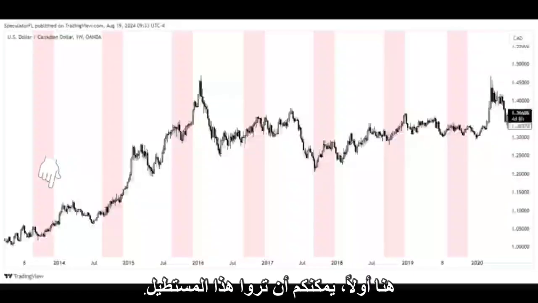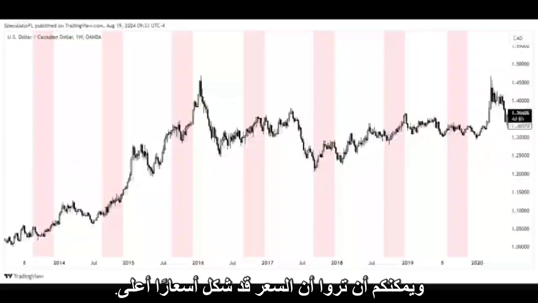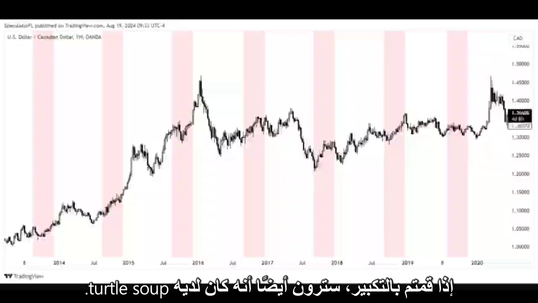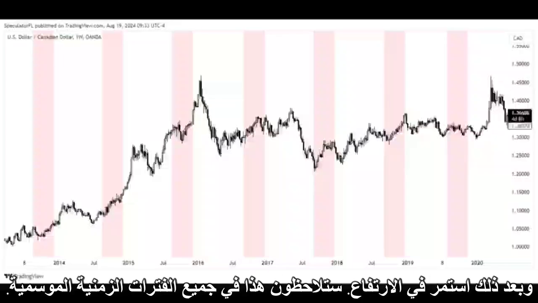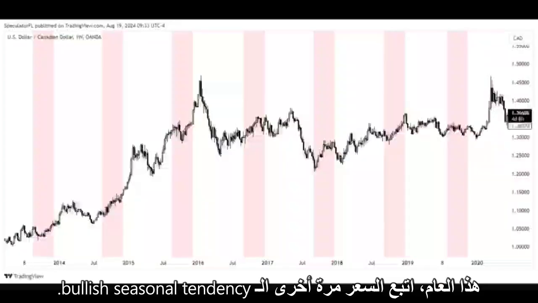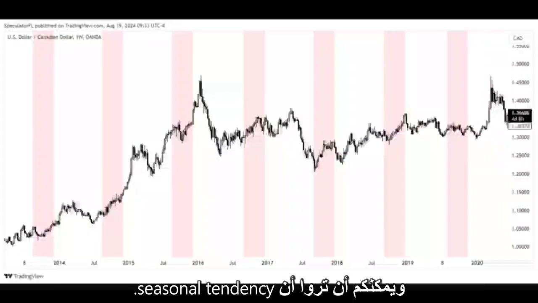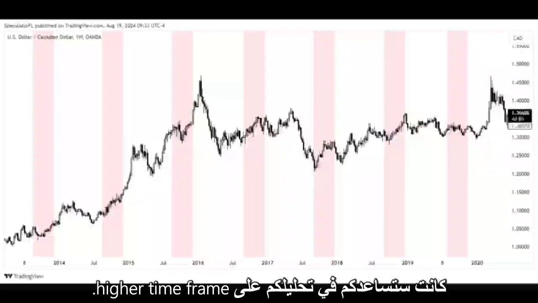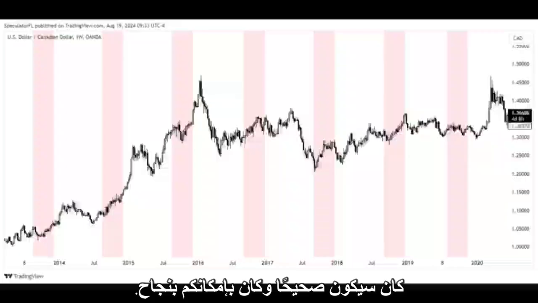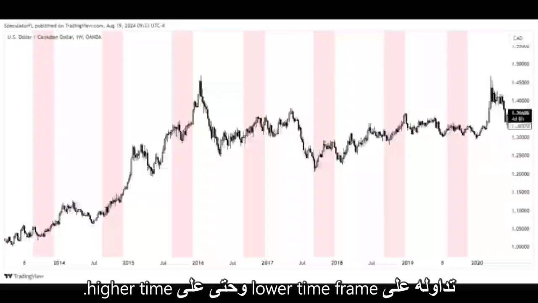Right here, first one, you can see in this rectangle that price did form higher prices and had bullish price action, which means that it respected the bullish seasonal tendency. If you zoom in, you would also see that it had a turtle soup and then it kept going higher. You would notice this in all of the seasonal time windows. Similarly, this time from September to December, price again followed the bullish seasonal tendency and formed higher prices, and you can see that seasonal tendency would have assisted you in your higher time frame analysis, your drawn liquidity would have been right, and you could have successfully traded it on the lower time frame and even on the higher time frame.